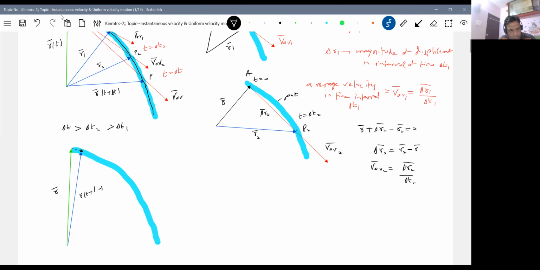I just made delta T very small. Then this will become delta R bar. And this is the path. Look at delta R bar, how it is. It is along the path, so the direction of average velocity also will be the same. So how is V average? It is tangential to the path. So I am going to write one very important sentence.